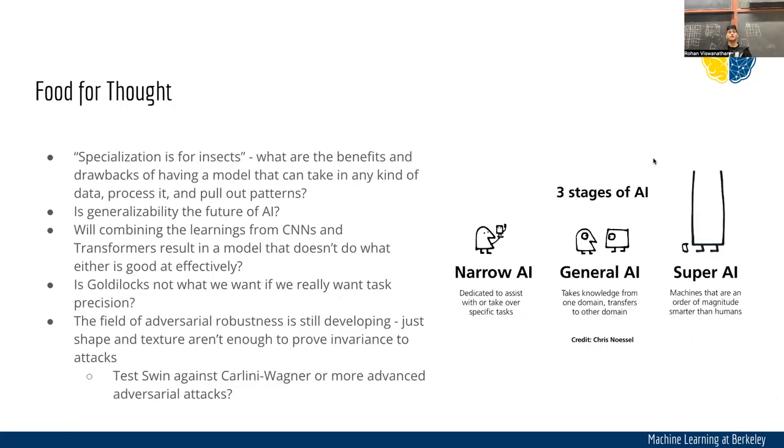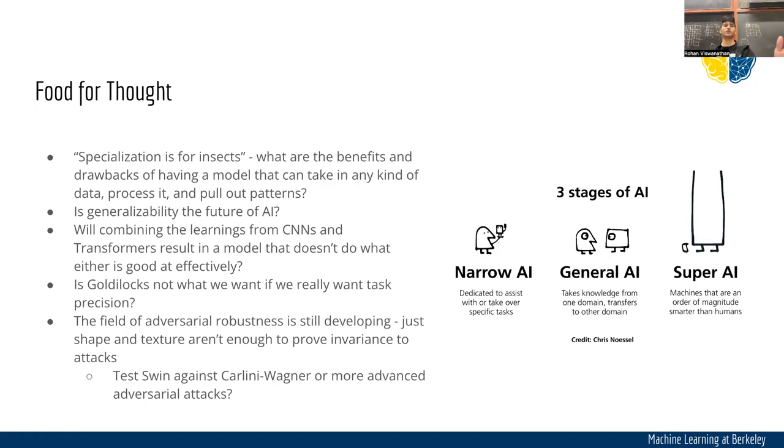Food for thought. Specialization is for insects. This is a quote by an author that I forgot. But essentially, what are the benefits and drawbacks of having a model that can take in any kind of data, process it, and pull out patterns? Is generalizability the future of AI, like a general AI, a black box model where I can pass in whatever and ask it for whatever, and it'll be able to synthesize these patterns accordingly? I can ask humans a whole bunch of questions, right?